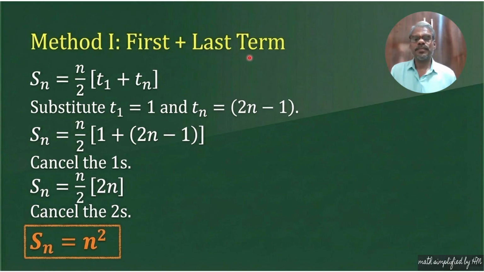First and last term method, Sn = n/2 (T1 + Tn). Substitute T1 = 1 and Tn = 2n - 1. So we get Sn = n/2 [1 + (2n - 1)]. Cancel the ones, 1 minus 1 gives 0. So therefore Sn = n/2 (2n). Again the numerator 2 and denominator 2 cancel each other. So we get Sn = n × n, giving n squared.